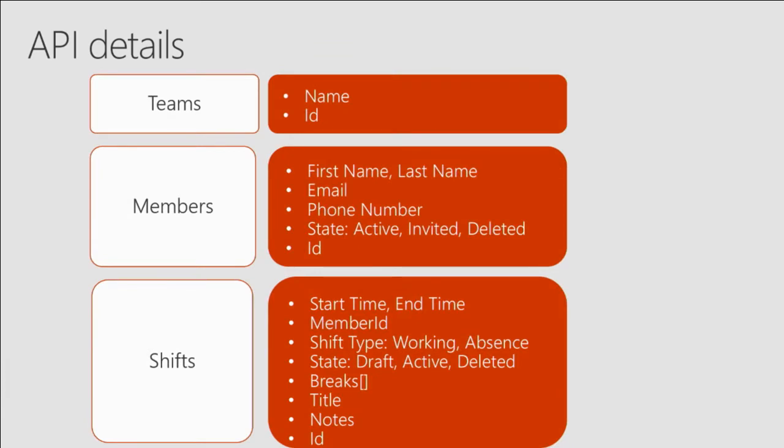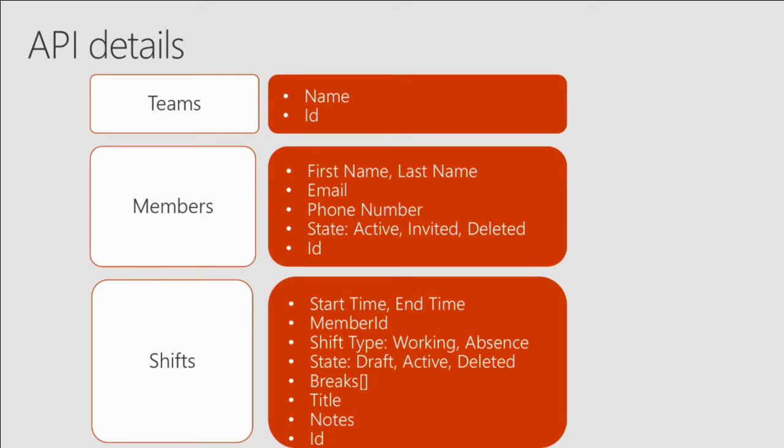Some more details into what you get with these APIs for these entities. For the teams, you will be able to create them with a specific name and you'll get the ID back. For members, you'll get details like the first name, last name, email address, and phone number of the member on the team. And also we have the concept of a state. When you create a team and you invite somebody to join that team, they stay in the invited state, but they actually have to accept that invite, after which they become active. So that state information will also be given to you.